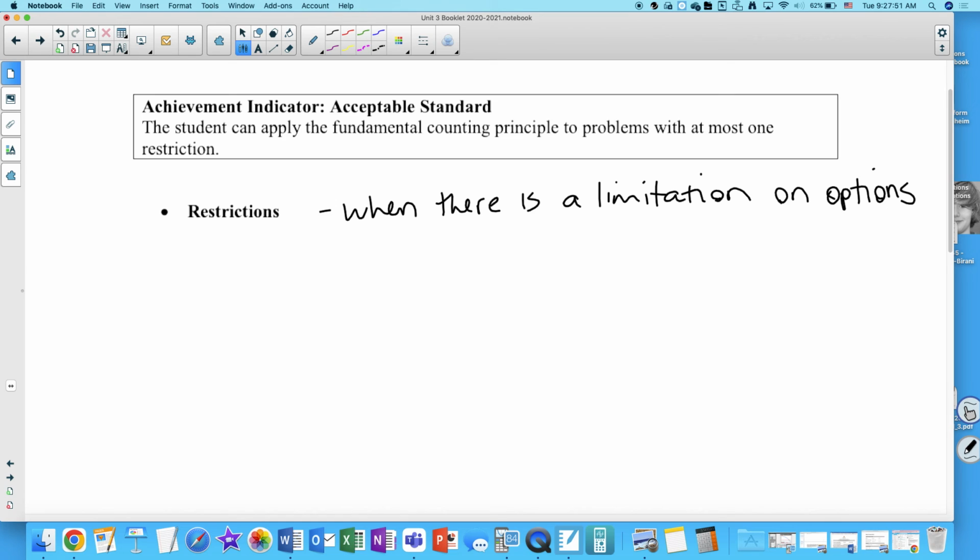Whenever there is a restriction in a permutation, you want to make sure that you deal with that first, okay? So address restrictions first. Which means that you're going to fill out that space first, and then you can go ahead and fill out the rest of the spaces.